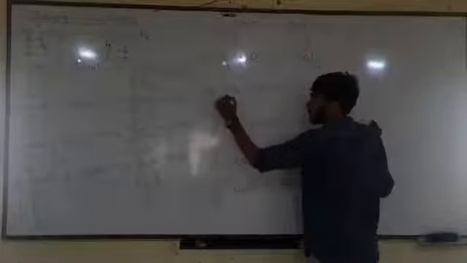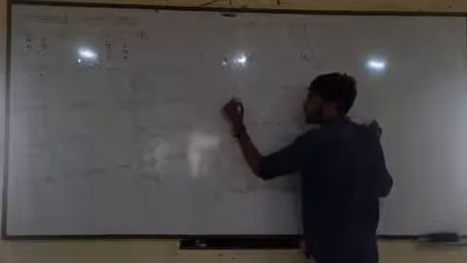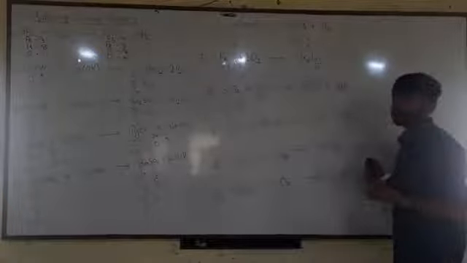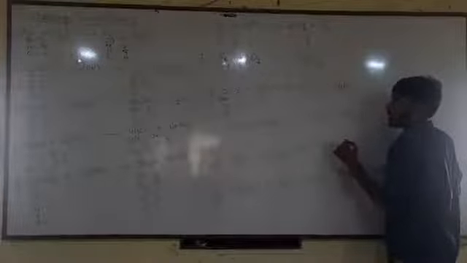But we need to balance this. Let us see. Si is 1, oxygen is 2, hydrogen is 1, fluorine is 1. Okay students, this is silicon. Over here silicon is 1, oxygen is 1, hydrogen is 2, but fluorine is 4.